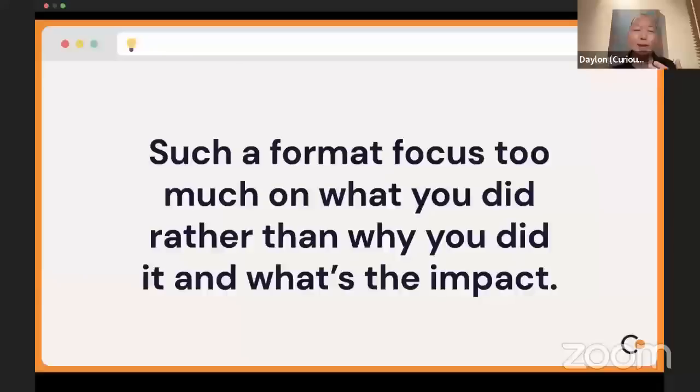So it's actually not really an effective way to present your work and to show the impact of your work and to explain to your potential employers why you did what you do, right? Which is actually what your potential employers want to know and want to hear. Not so much about what you did, but why you did what you do and what is the impact of your work itself.